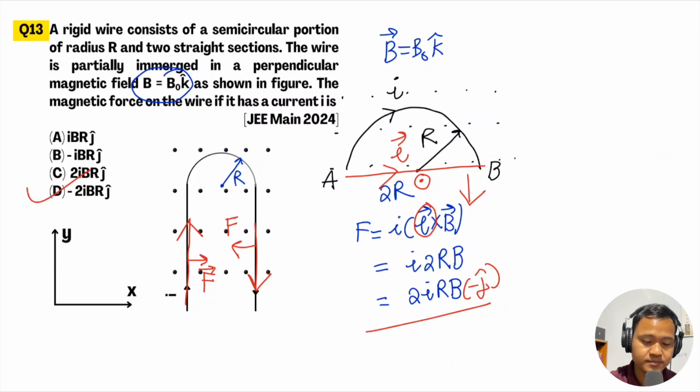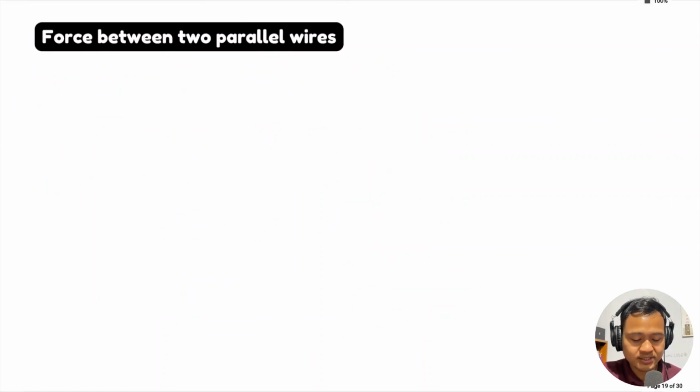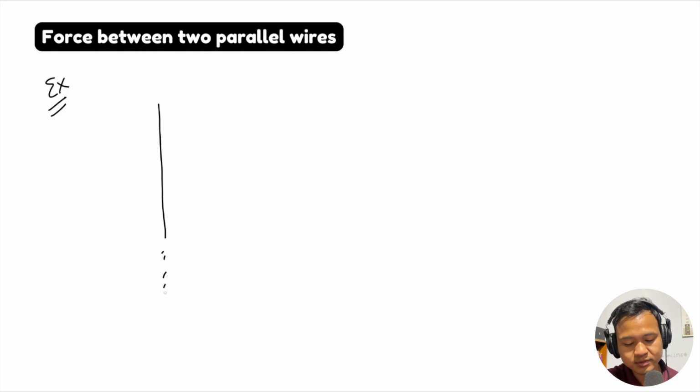Okay, last one. Next, force between two parallel wires. Okay, let's start with this one. Example. Suppose I have an infinite wire, with current here. Let's find the magnetic field direction.